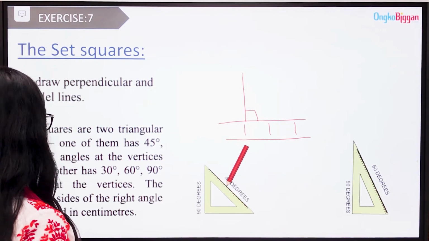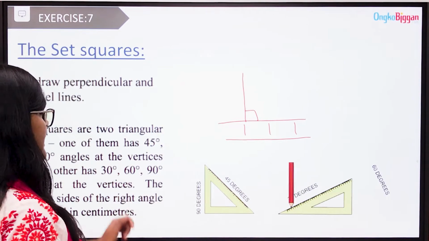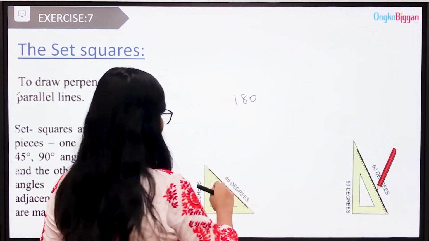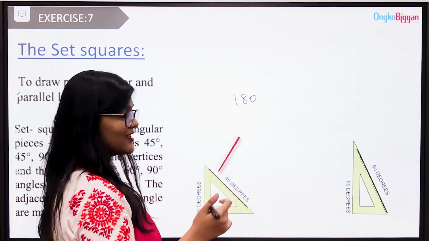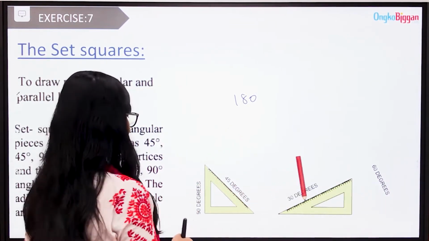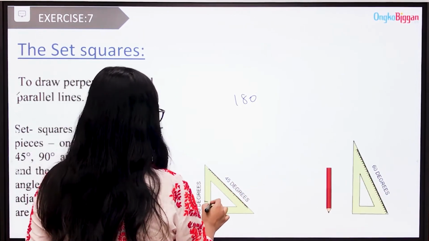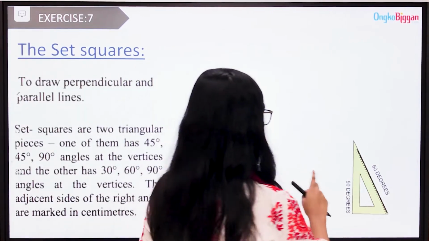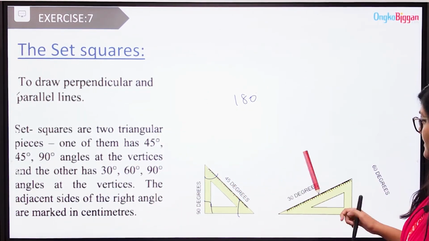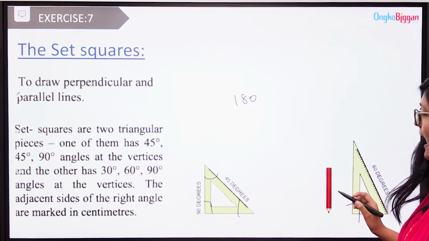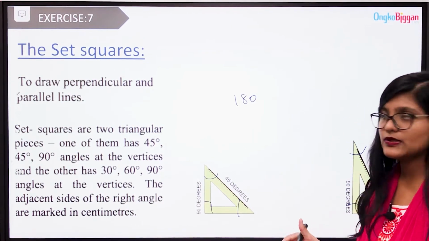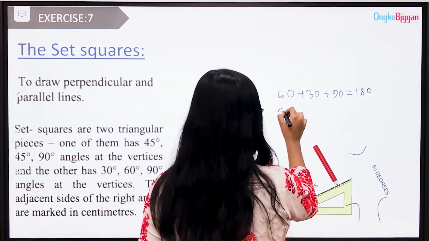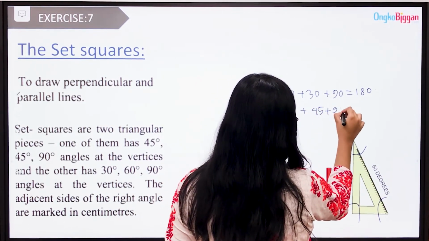So set squares are two triangular pieces. One of them has a 45 degree and a 90 degree angle. We all know that in a triangle, the sum of the three angles is equal to 180 degrees. You can see these two figures are also triangles, so they give us a summation of 180 degrees. In one piece, we get one perpendicular, 90 degrees, and two 45 degree angles. In the other one, which has a triangle of this shape, you get one perpendicular, that means 90 degrees, plus one 30 degree and one 60 degree angle. So 60 plus 30 plus 90, we are getting 180. Similarly in this case we are getting 45 plus 45 plus 90, which is equal to 180 degrees.